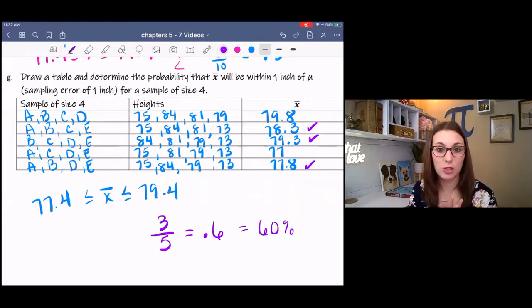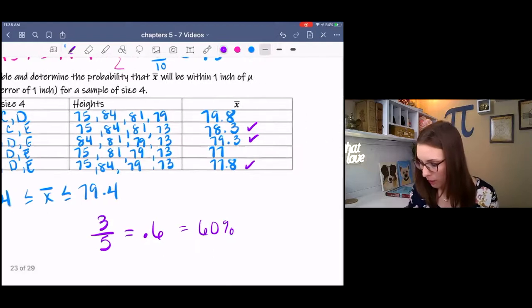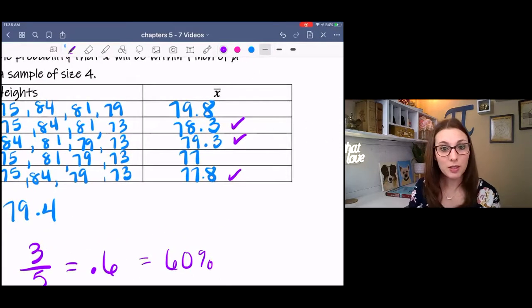When we had samples of size 3, 50% of the samples were within 1 inch of the population mean. Then when we have samples of size 4, now we have 60% of our sample means within 1 inch. So what's happening is the larger the sample size, the smaller the error is going to be, because we're getting closer to our true population mean by pulling larger samples. And then go ahead and find the mean of the sample means and then pause and come back.